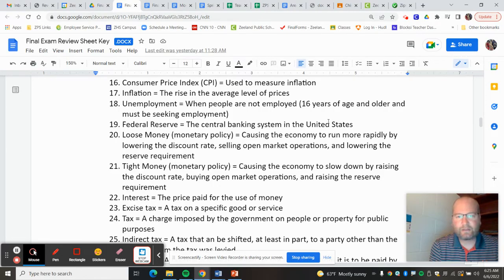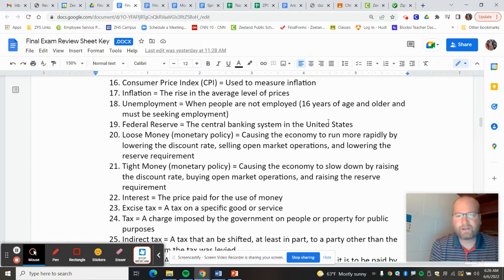18, unemployment. That's when people are not employed. Remember, that's 16 years of age or older. Those people are calculated into the unemployment. Our labor force is what we called it, and people that are that age or older who are seeking employment. So they actually have to be actively seeking employment. They can't just be sitting on their couch all day, not filling out job applications or looking for jobs.